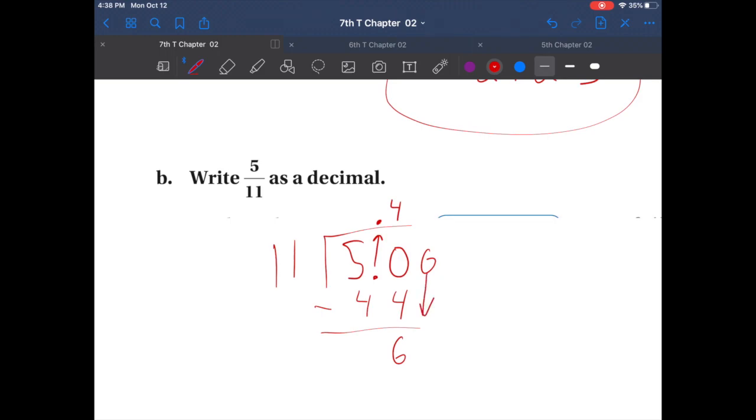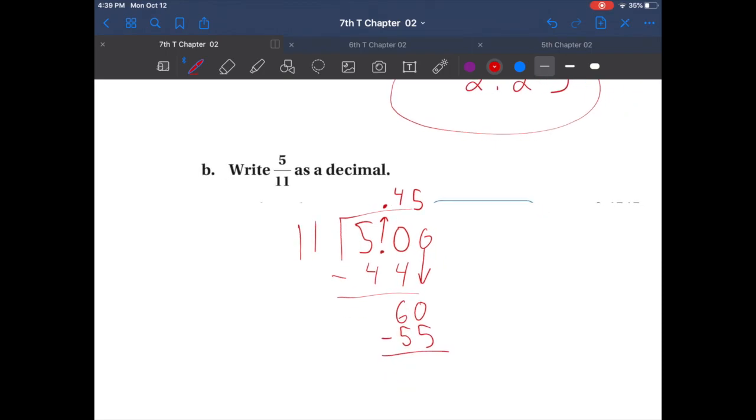Can 11 go into 6? No, we add a 0. Can 11 go into 60? Yes, it can. 5 times. 5 times 11 is 55. We subtract that. 60 minus 55 is 5. Isn't that interesting? That's where we started, right? 11 goes into 5. Well, let's finish it off.